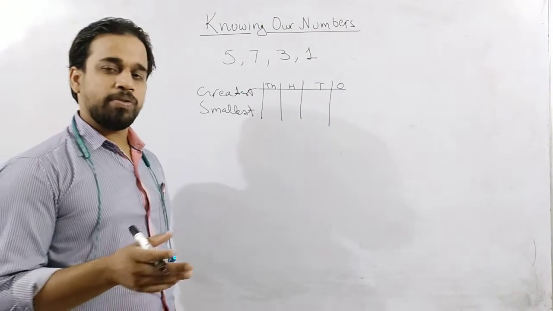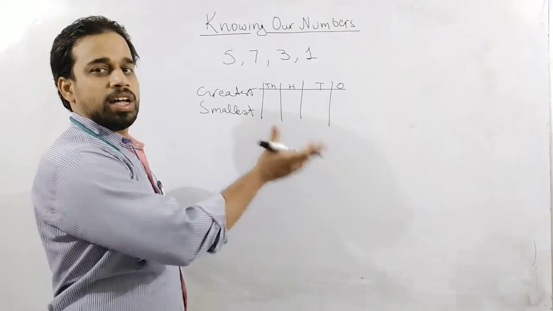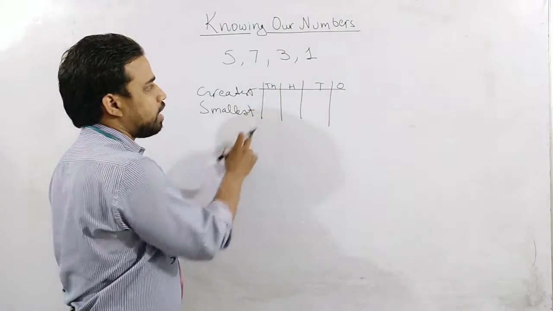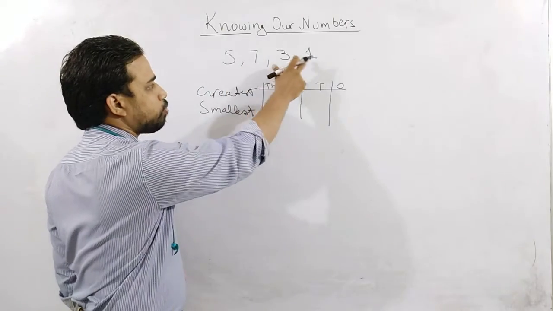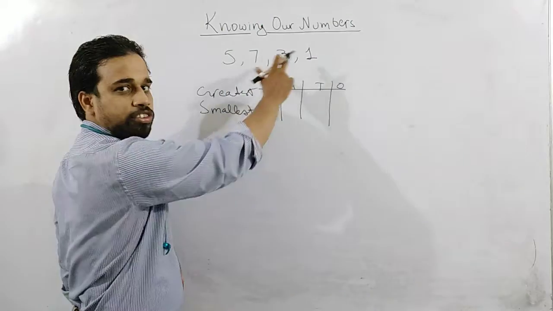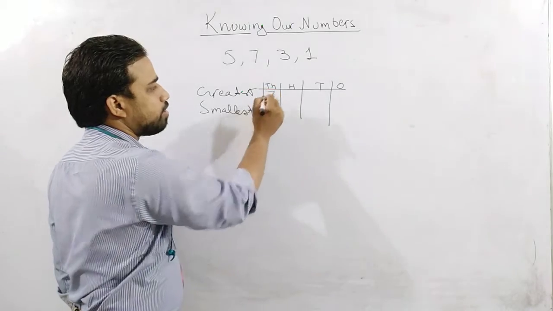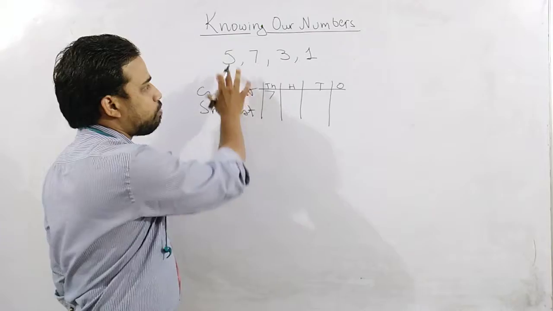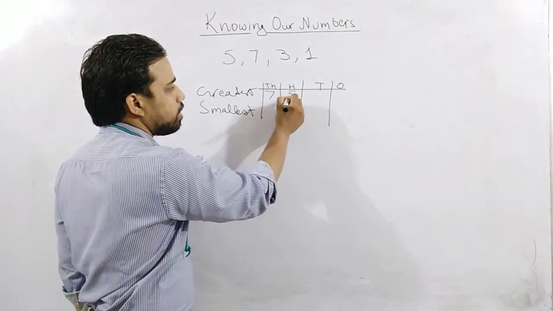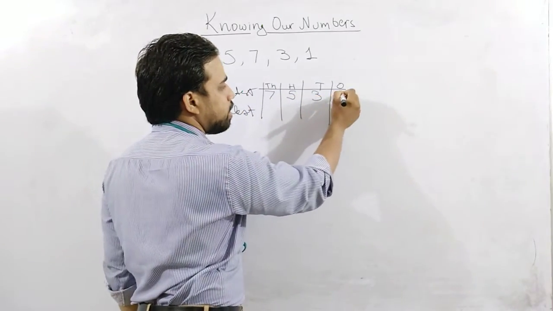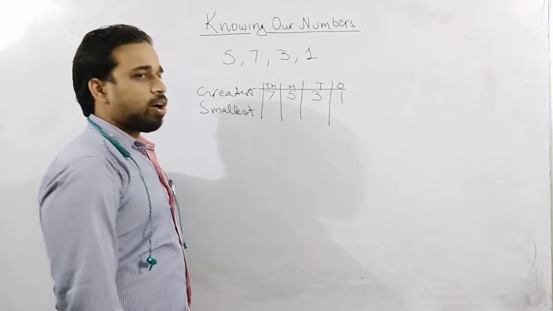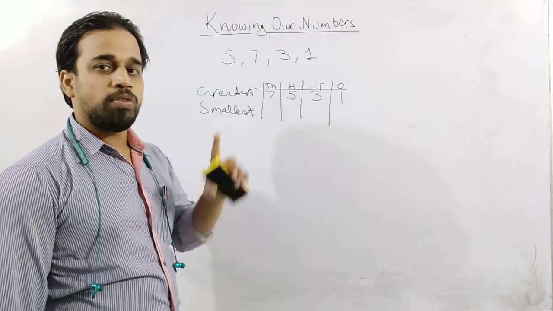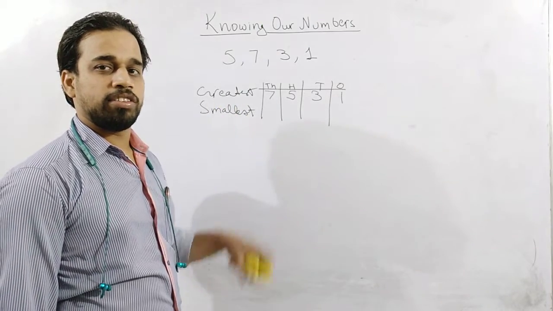I told you earlier, we always have to start from the left hand side. So first comes the 1000. Which number among these four is the greatest? 7 is. Which number comes after 7? 5. Then 3. Then 1. 7531 is the greatest number that can be formed from these 4 digits.